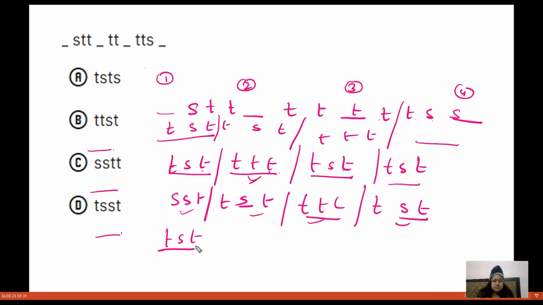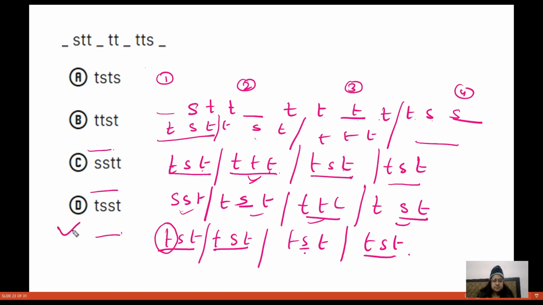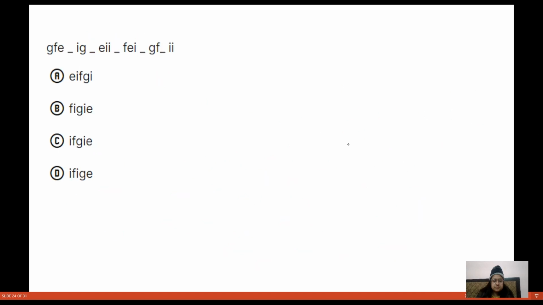So you got this TST when you fill this T, then you got this TST when you fill this T, then you got this TST when you fill this blank as S, and then you got TST when you fill this S. So basically this is your answer. Okay, this is how you do these kind of questions. I hope you understand this.